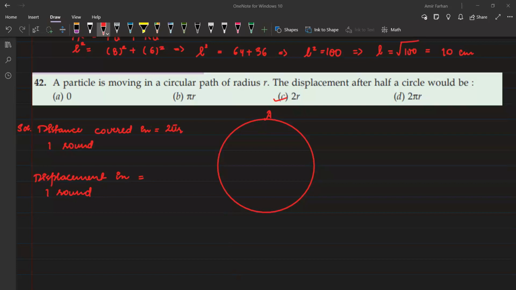From completing the circle, you will be having one round. Okay, so yes or no? The diameter is the displacement. Are you sure?